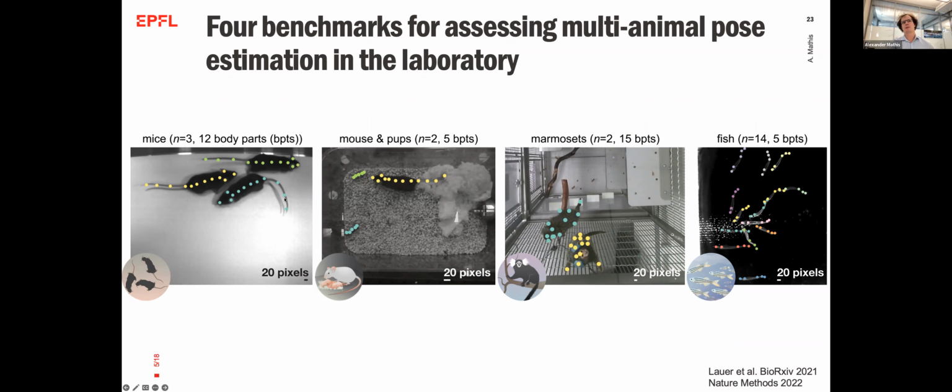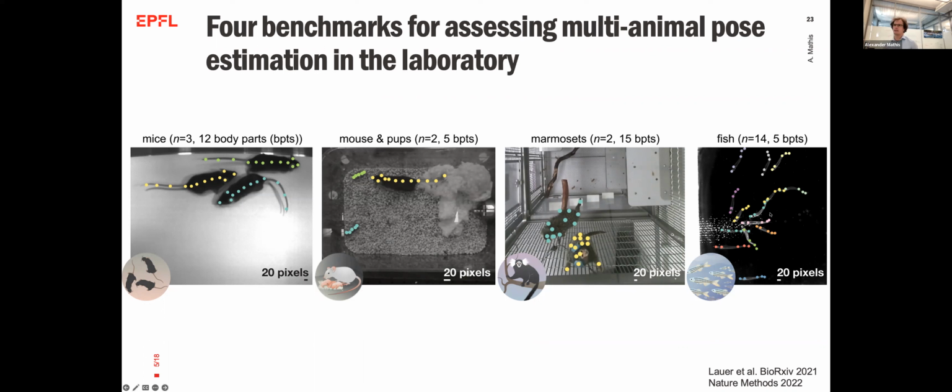So to the left is maybe the most generic in neuroscience, a few mice in a box. Then the second one is a parenting experiment where there's 1 mouse taking care of 2 pups. And the third one is 2 marmosets in a large 3-dimensional cage. And the fourth one is 14 fish in a float tank.